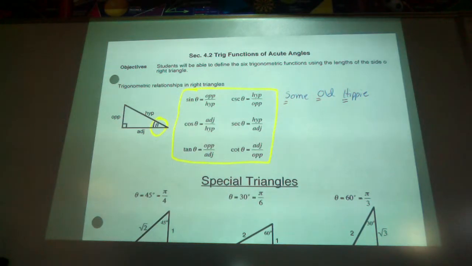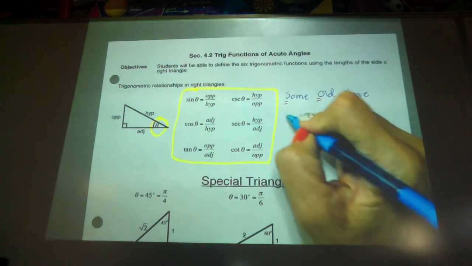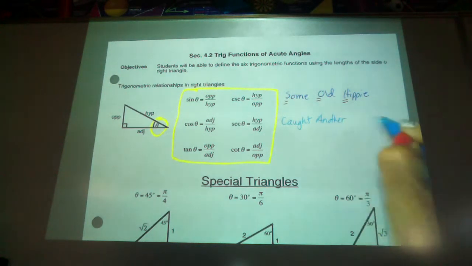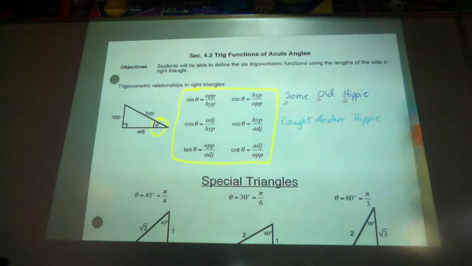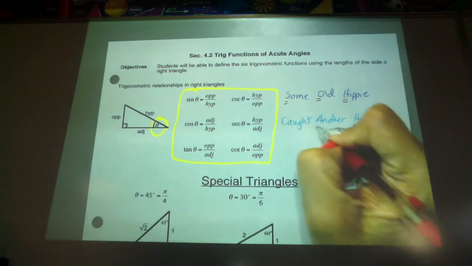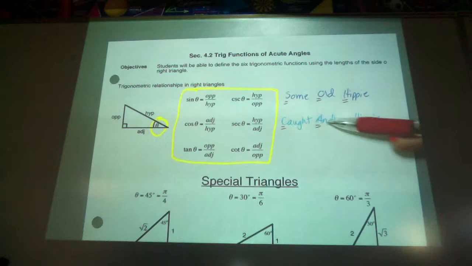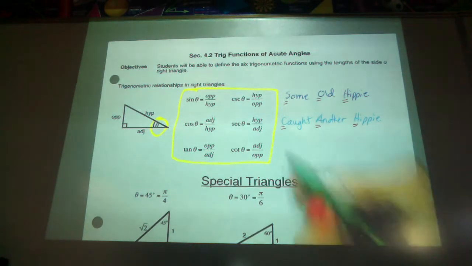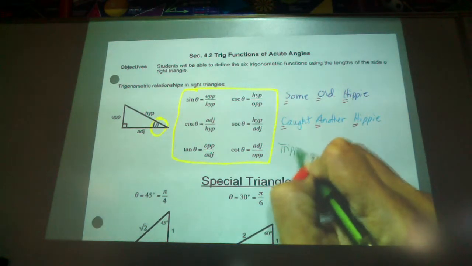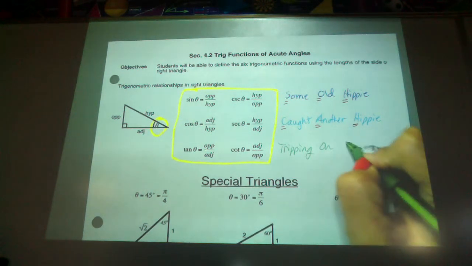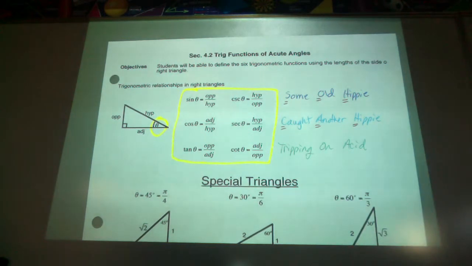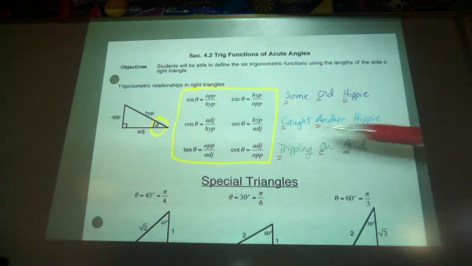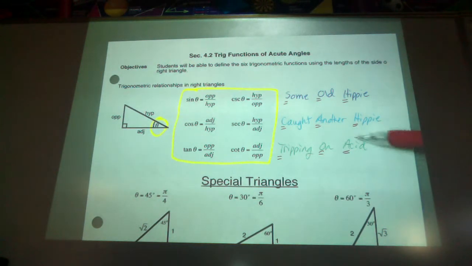Then for cosine, we've got another hippie. C is for cosine, A is for adjacent, H is for hypotenuse. And then for tangent, we have tripping on acid. It's not to say all hippies did that. Don't take it personally. So T is for tangent, O for opposite, A for adjacent.